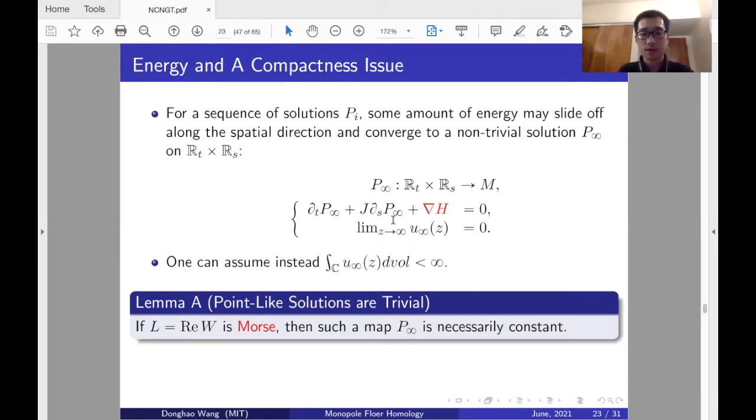In lemma A, instead of this boundary condition at infinity, one can also assume the finiteness of total energy. In this case, these two conditions are more or less equivalent to each other, so it doesn't matter which one we choose.